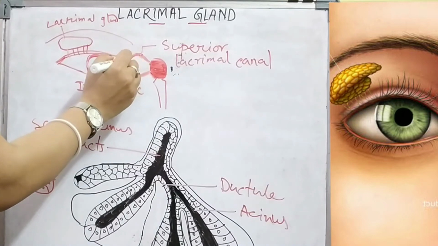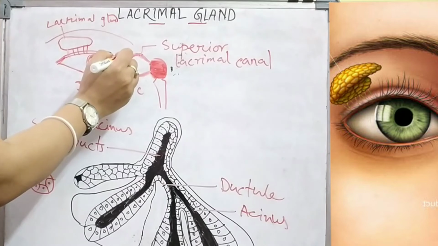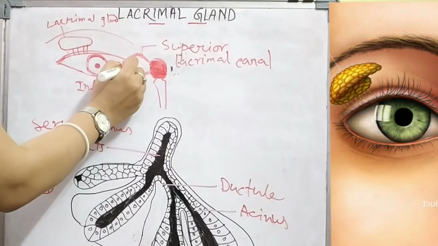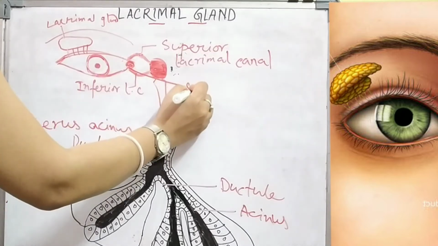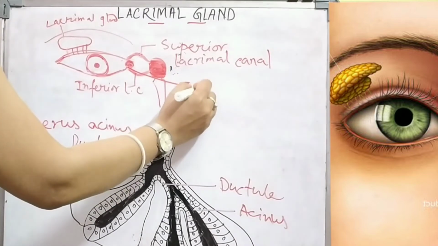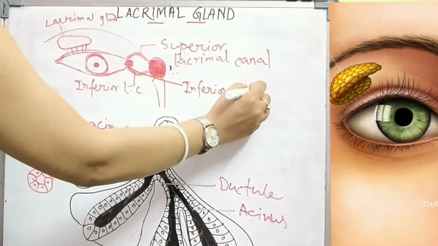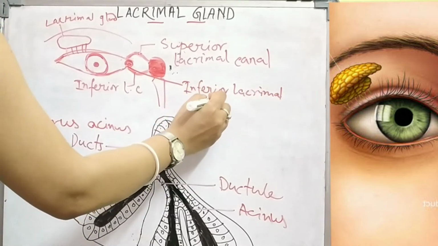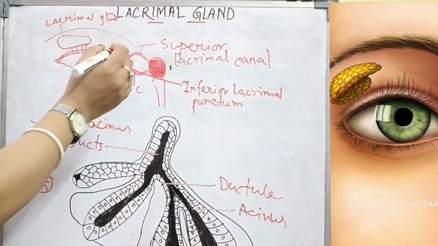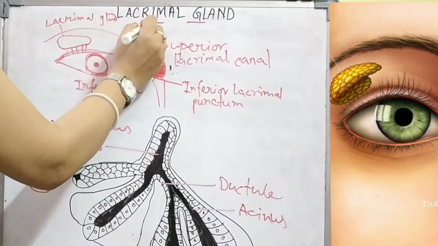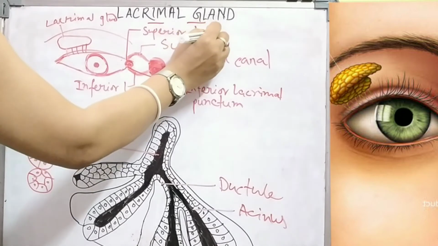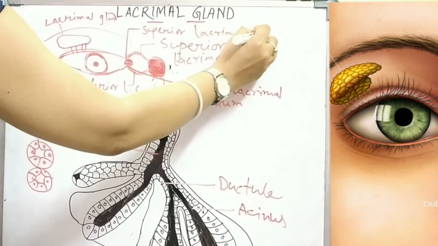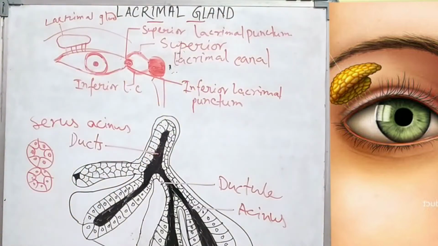This is the inferior lacrimal punctum and superior lacrimal punctum. So these are, this is the inferior lacrimal punctum. And this is the superior lacrimal punctum.